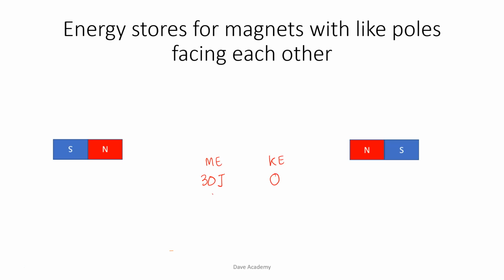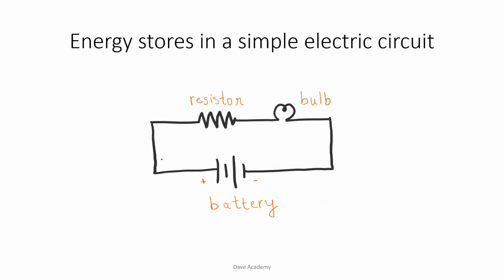Now when they are pushed apart, the magnetic energy store becomes zero, and the energy in the kinetic energy store of the magnets is equal to 30 joules. What basically will happen is, because both of the magnets are exerting an equal push on each other, both of them have 15 joules in their kinetic energy store. So this is just a small thing to keep in mind, because the energy store transfers into the kinetic energy store of the two magnets.